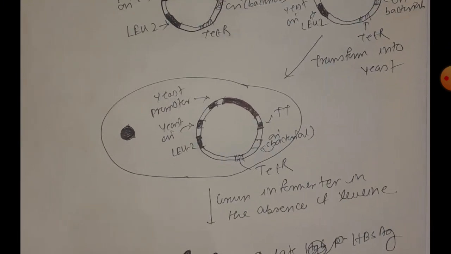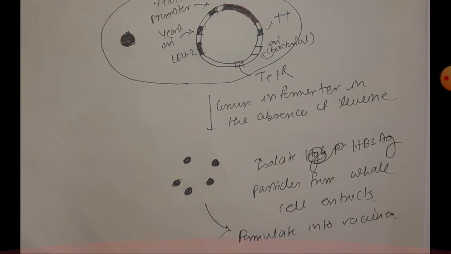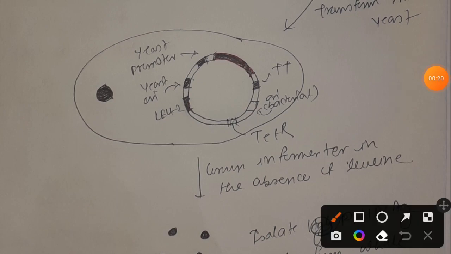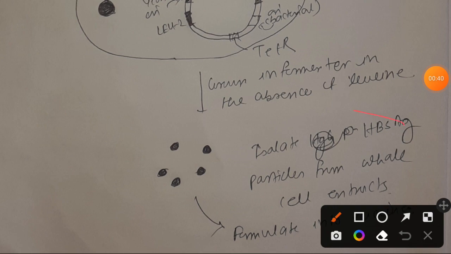So here we are discussing the formation of hepatitis B vaccine, right? We have discussed the transformation of hepatitis B surface antigen inside a yeast. Now as we are synthesizing hepatitis B surface antigen at the industrial level, we will simply grow them in a fermenter in the absence of leucine. Now we will isolate the hepatitis B surface antigen particle from the whole cell extract.